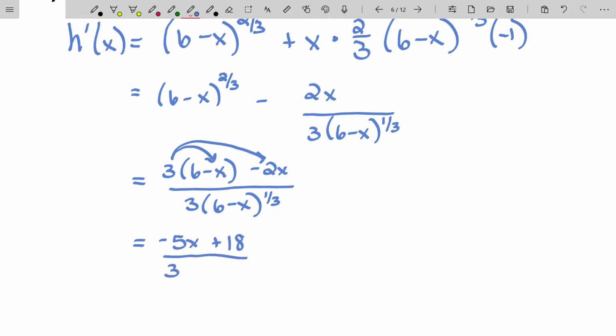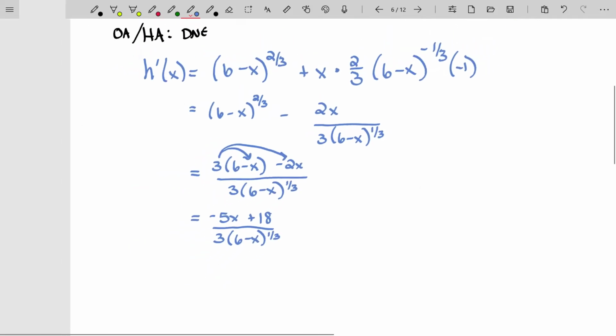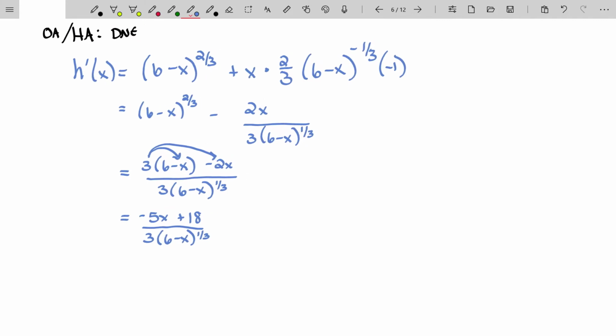This, by the way, was an exam problem that I gave the last, I think, couple semesters. This is to give you an idea of what your instructor might expect of you on an exam.